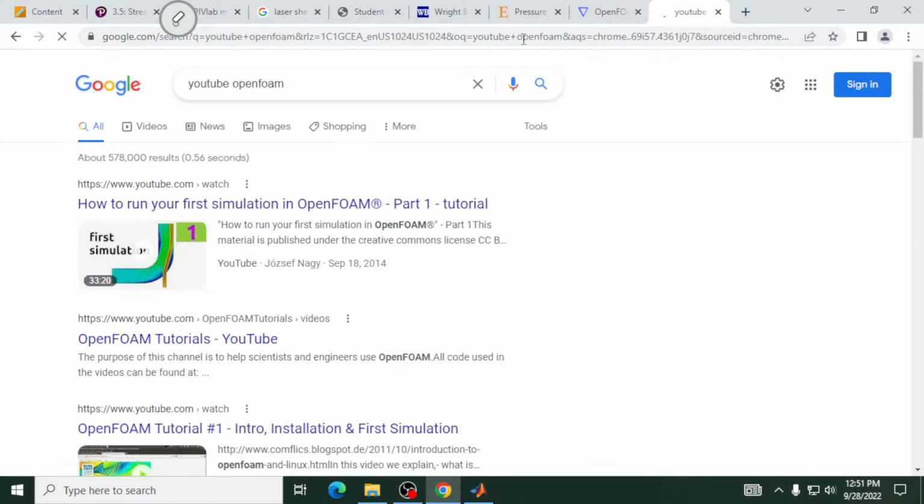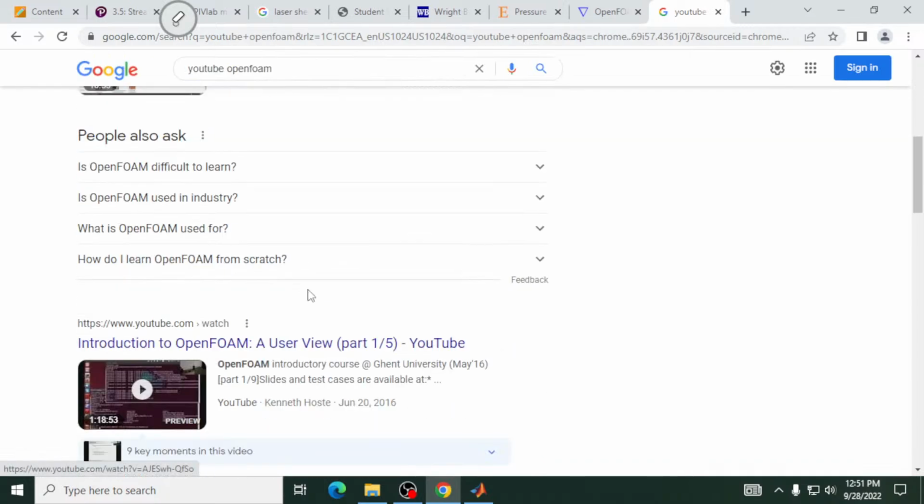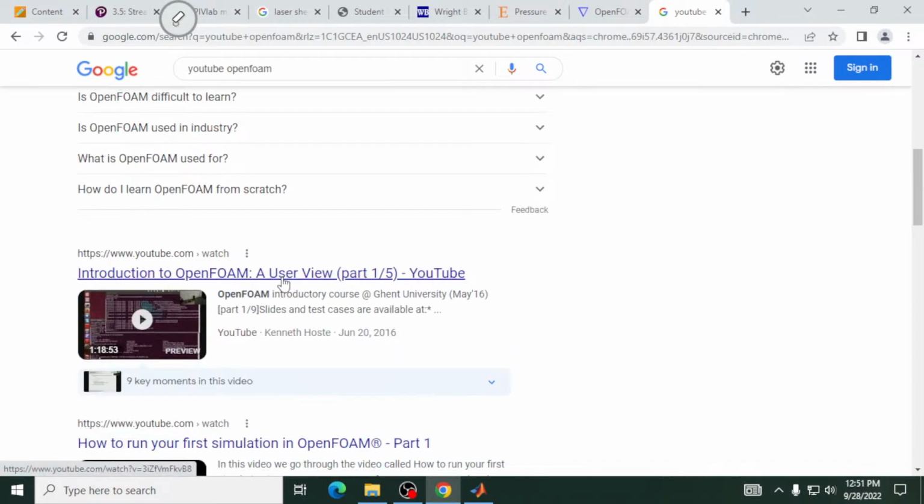There are plenty of... I probably should have just gone to OpenFOAM. Here we go. Okay, introduction to OpenFOAM.